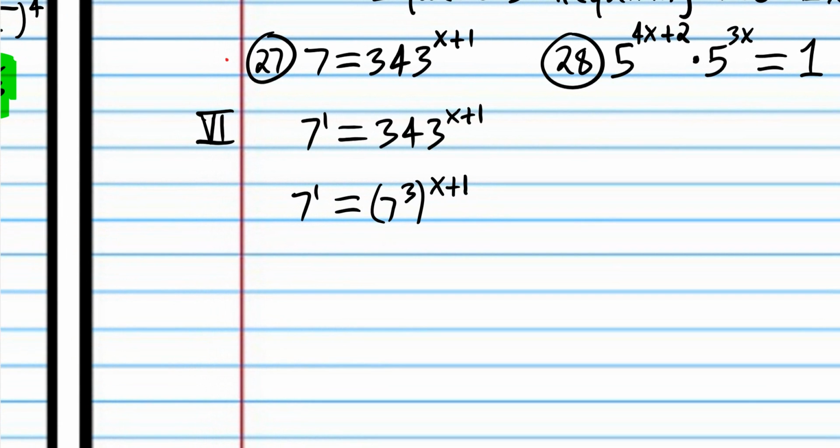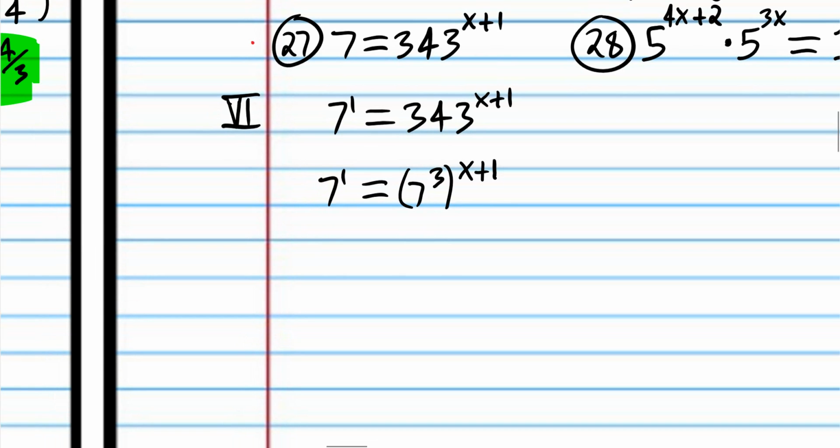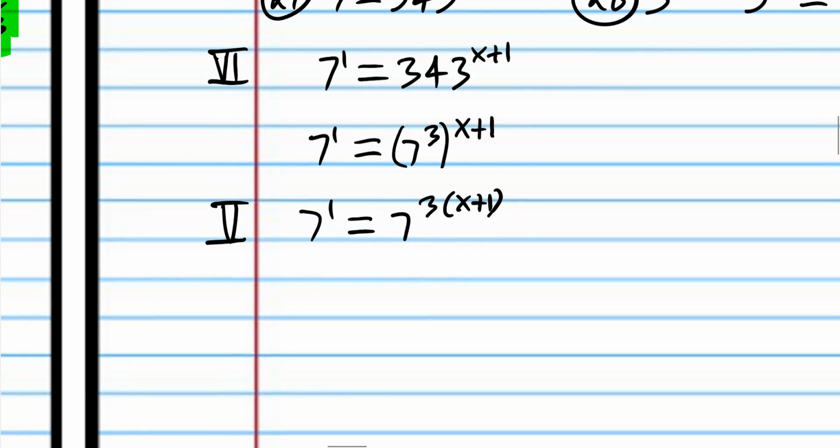Again, a lot of students will want to stop at that point and say, well, we have the same base. Well, actually, we don't have the same base. Here we have base 7, but here we don't have base 7. We have base 7 to the third power. We need to use rule number 5. That tells us when you're raising a power to another power, you just multiply the exponents. Make sure to put the parentheses in the right place. And we can use the distributive property. So we have 7 to the 3x plus 3.